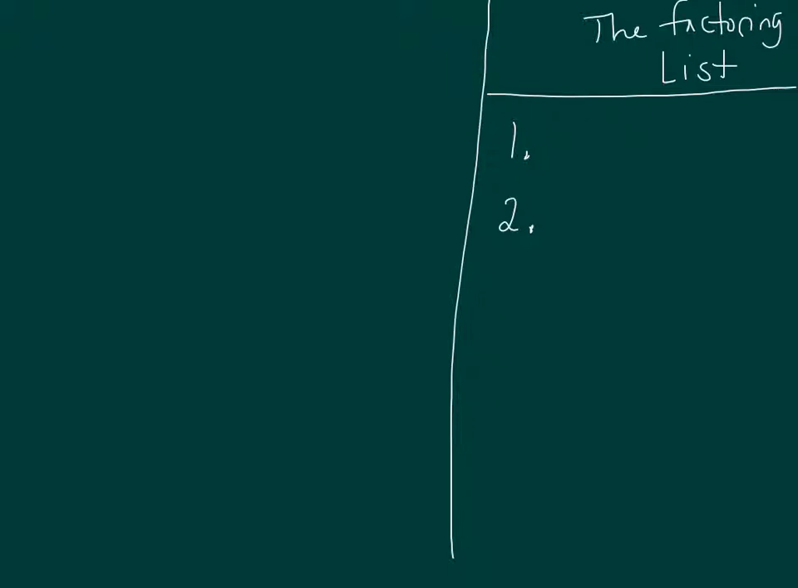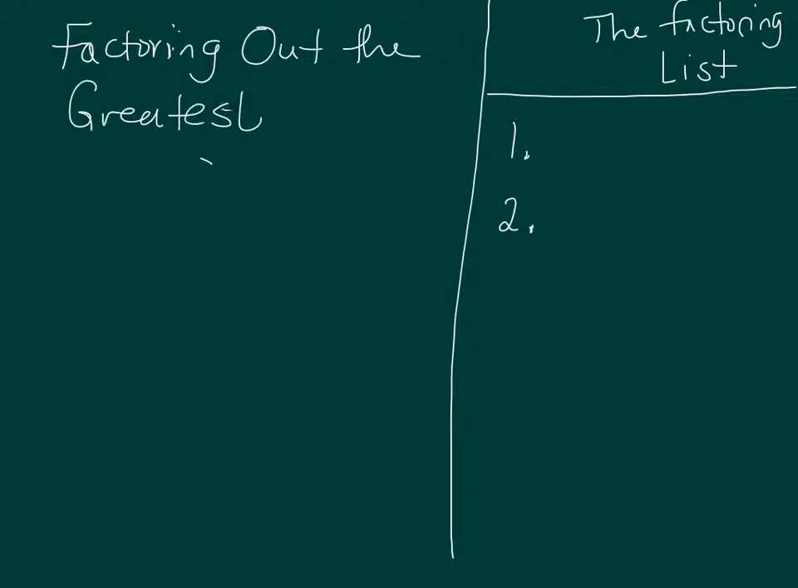But for now, let's look at the basic thing. The thing that you're going to do when you see every polynomial and the directions are to factor, you're going to first try this. You're going to first try to factor out the greatest common factor. So factoring out the greatest common factor.